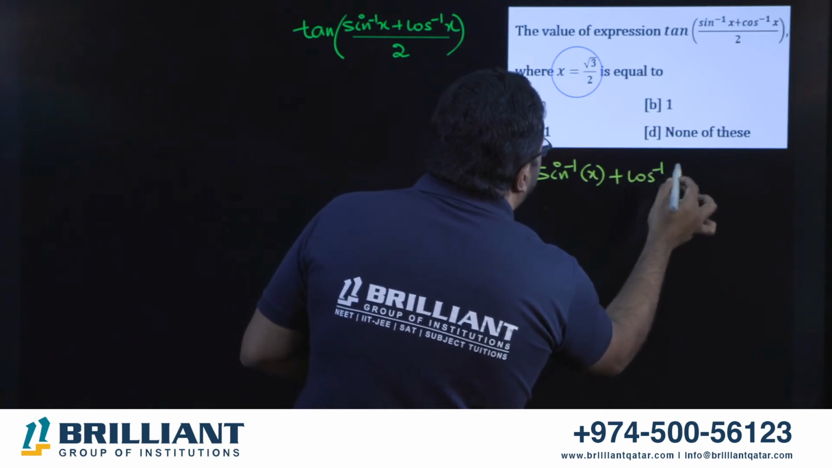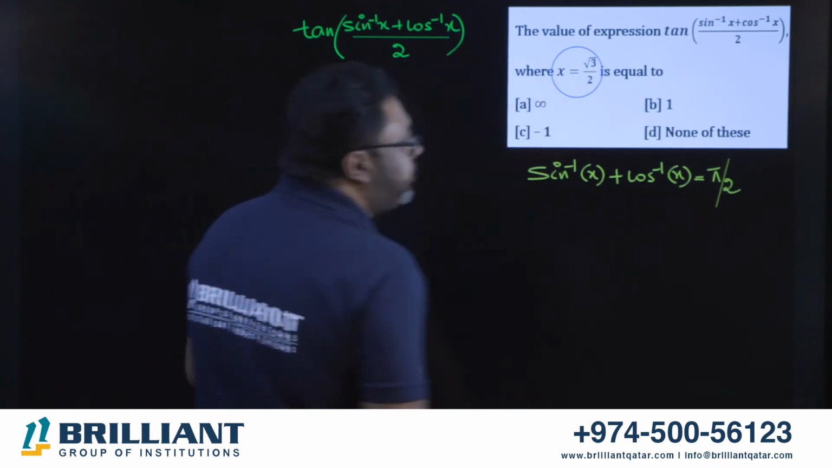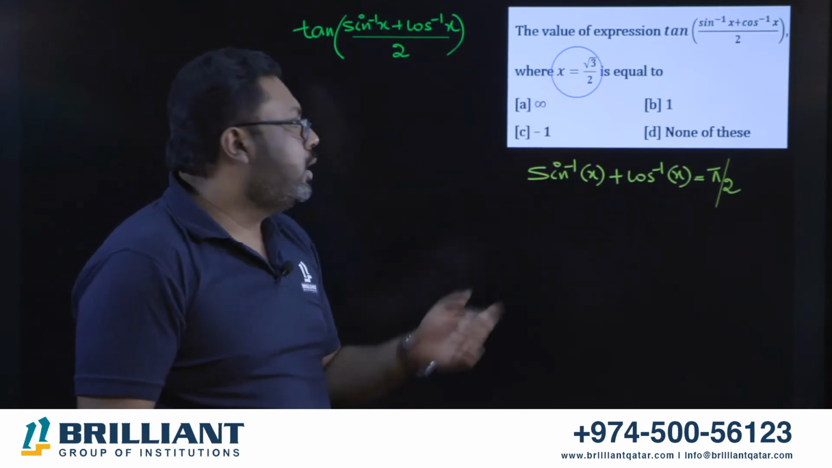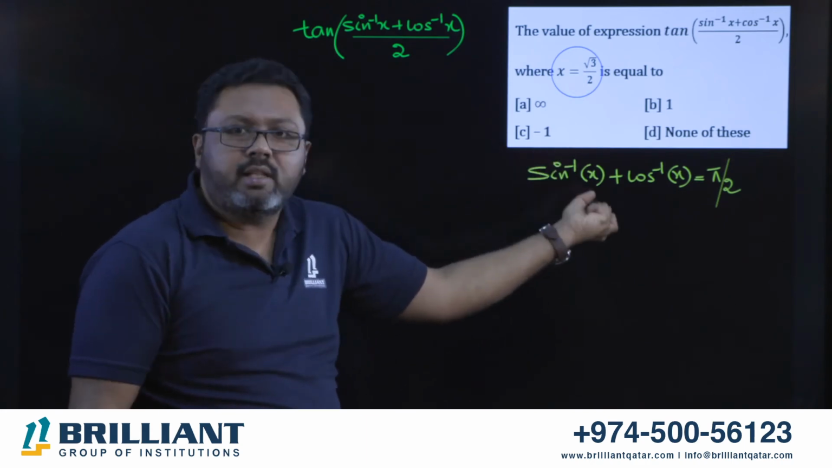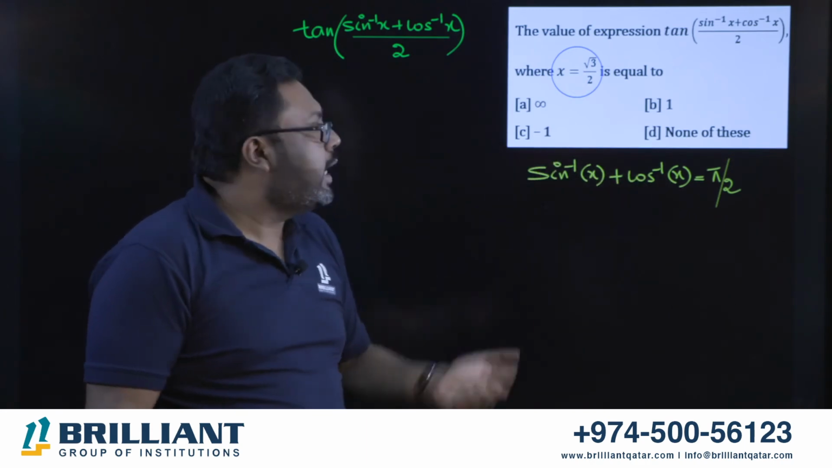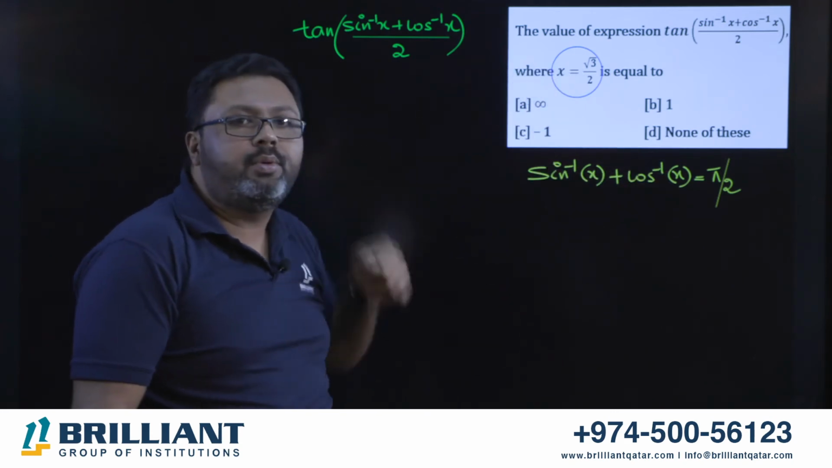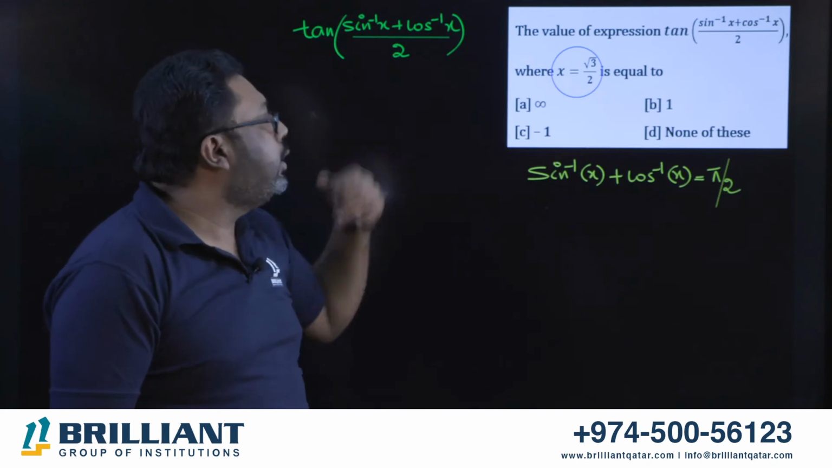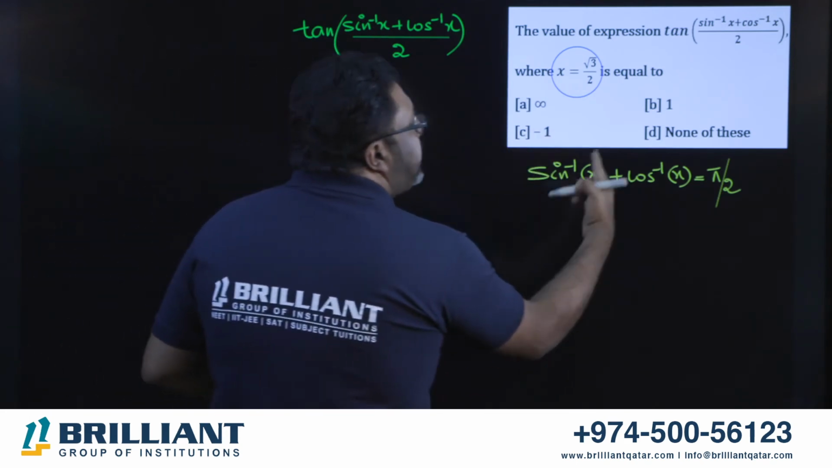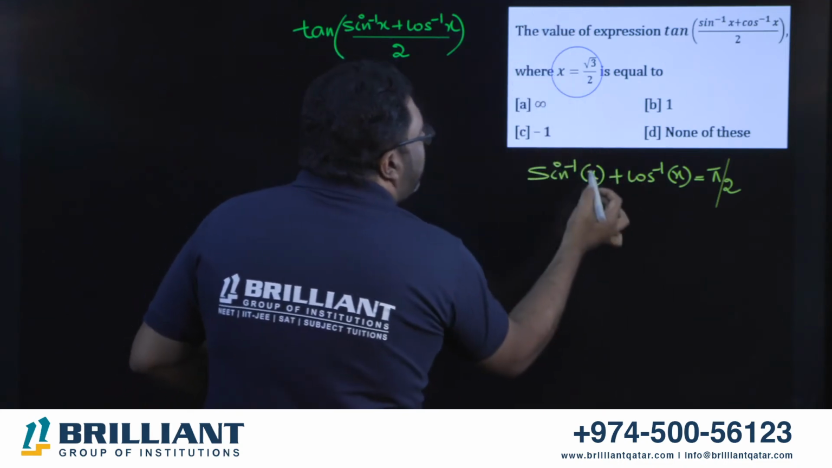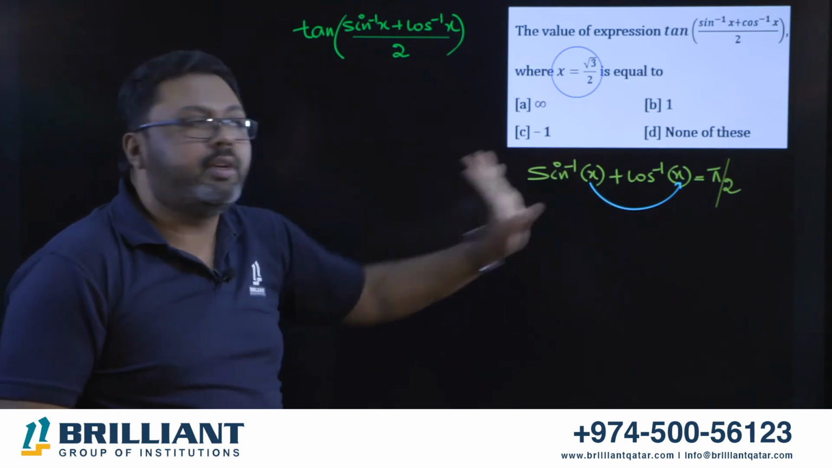Sine inverse x plus cos inverse x is always pi by 2. It is not there for this year, but learn it. Here, they are not making you use this property by giving you the value of x as root 3 by 2. So you're supposed to substitute it and do it, but still you get the answer as pi by 2. But why do you need to waste your time? Sine inverse x plus cos inverse x, the angle is going to be pi by 2.